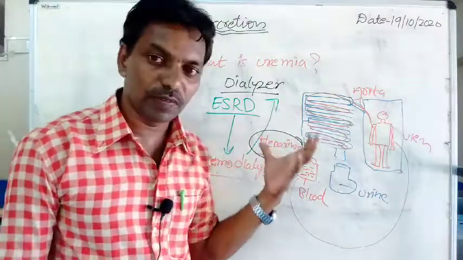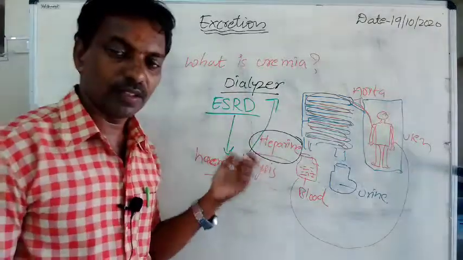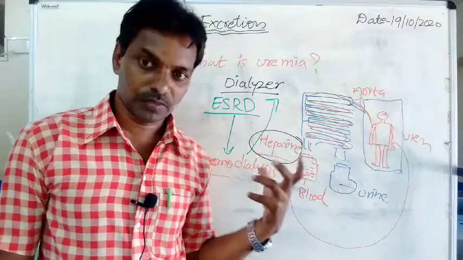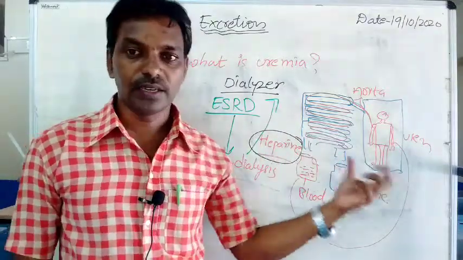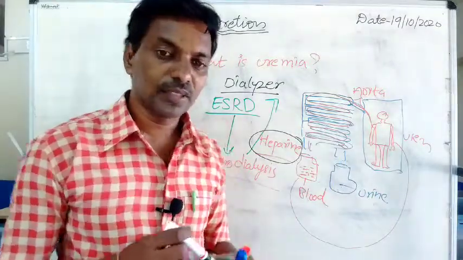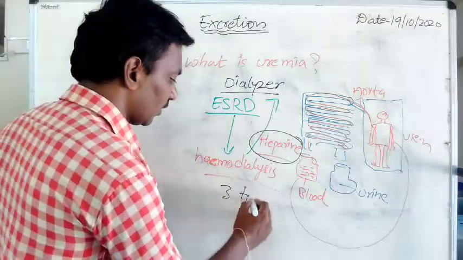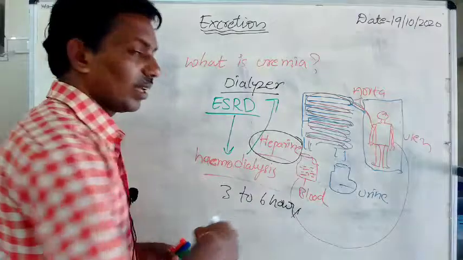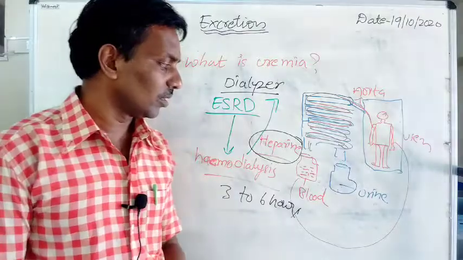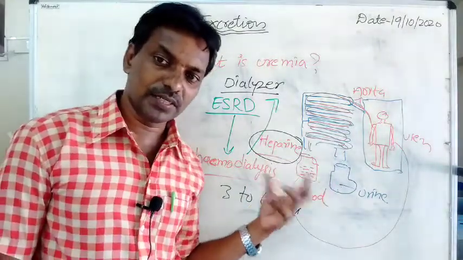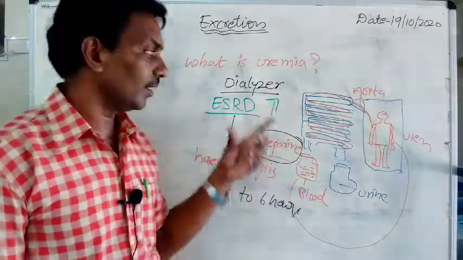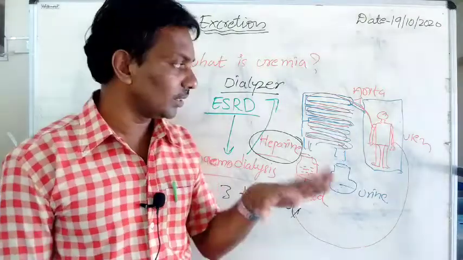Why do we go for dialysis? Whenever both kidneys fail, or when the uremia condition occurs, that is called failure of kidneys. At that time we have to go for dialysis. How much time will it take? 3 to 6 hours will take for dialysis. It is a highly expensive process. Those who are in uremia condition should go for dialysis once in 3 days or twice in a week. So this is about dialysis.